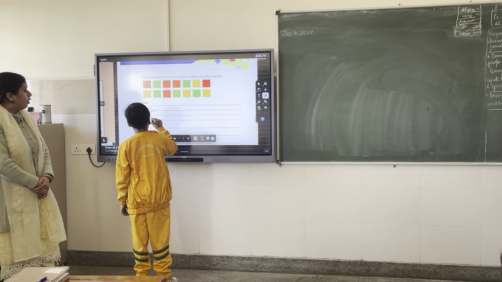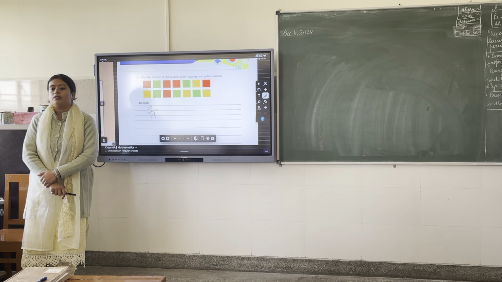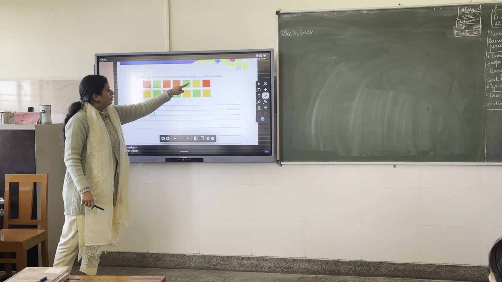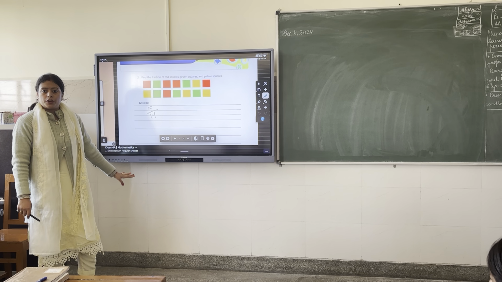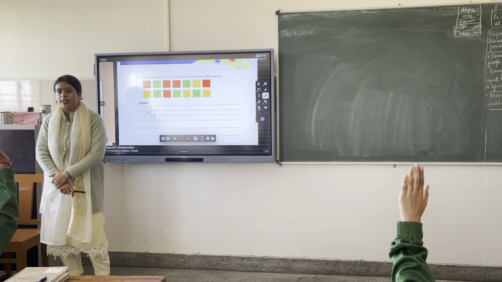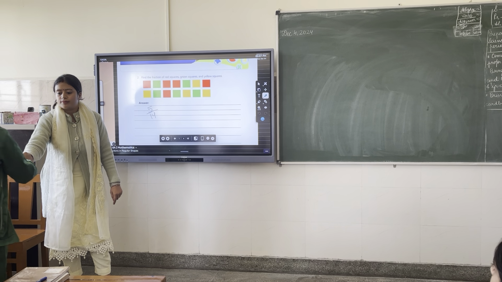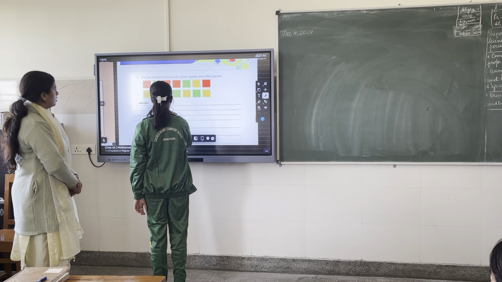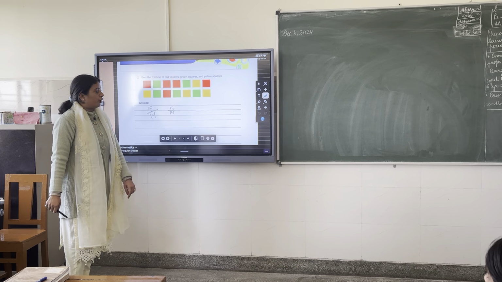Yes, 5/14. As you can see, the total number of squares are 14. And the red squares are 1, 2, 3, 4, 5. 5. Correct? So it is 5/14. Next, green squares. Who will tell me what the green squares? Adishakti? Yes, it is also 5/14.